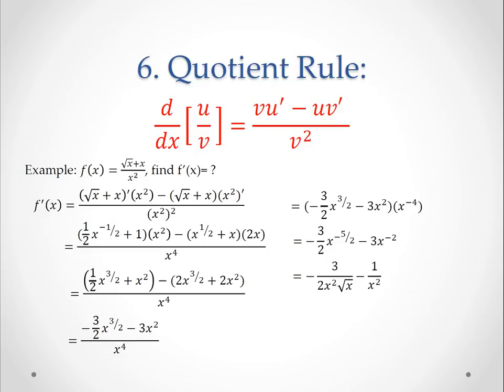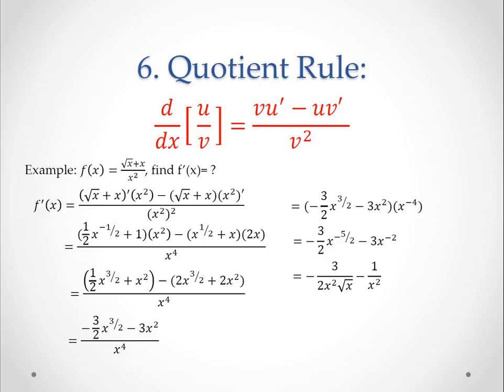This example: f of x is equal to square root of x plus x, divided by x squared. It looks familiar from what we saw before in the exercise. We can use another way to solve this problem, using the quotient rule instead of the sum and difference rule. In this case, we are not going to simplify f of x first. We directly apply the quotient rule formula, which means we take the derivative of the top times the bottom, minus the derivative of the bottom times the top. The subtraction is divided by the bottom squared.